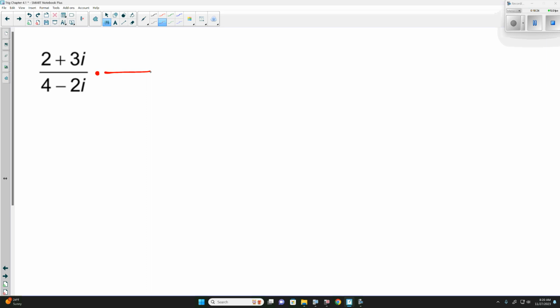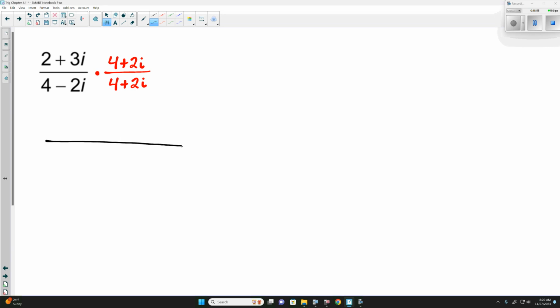Our denominator is 4 minus 2i. So its complex conjugate is 4 plus 2i. And we're going to multiply this fraction on top and bottom by 4 plus 2i. And as I said a minute ago, we are multiplying this by 1. Because 4 plus 2i divided by 4 plus 2i is 1. We can multiply anything by 1 because it doesn't change the number. This here will change how it looks, but it won't change its value.